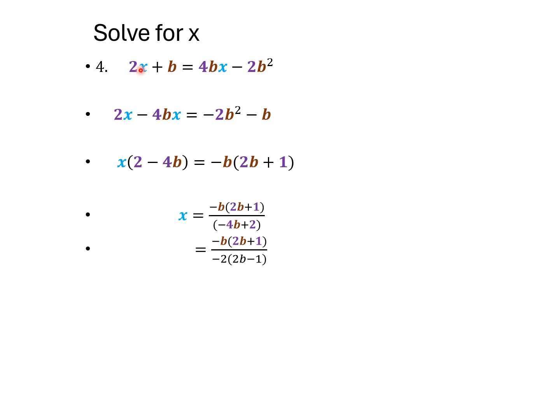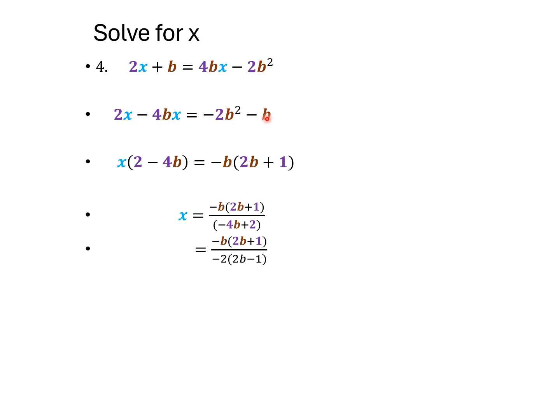So you see there 2x, I brought 4bx over and it becomes negative 4bx. Take b over and I have minus 2b squared minus b. So there, take out x as a common factor, and I have 2x divided by x, which gives me 2, minus 4bx divided by x, which then leaves me with 4b.